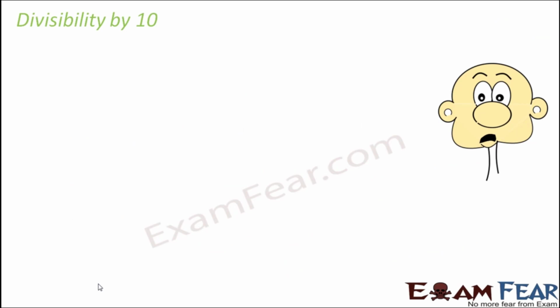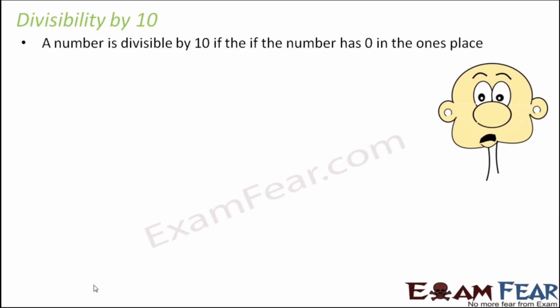Let us now move on to the divisibility by 10. A number is divisible by 10 if the number has 0 in its ones place. Now this is very simple. Whenever you have to find whether a number is divisible by 10 or not, the only thing that you need to bother about is the digit at its units place or ones place. If the last digit is 0, then it is divisible by 10, otherwise it is not. So let us look at some examples.